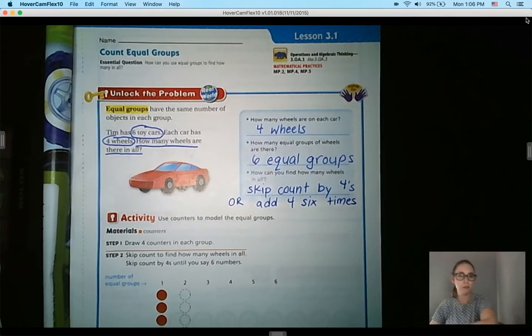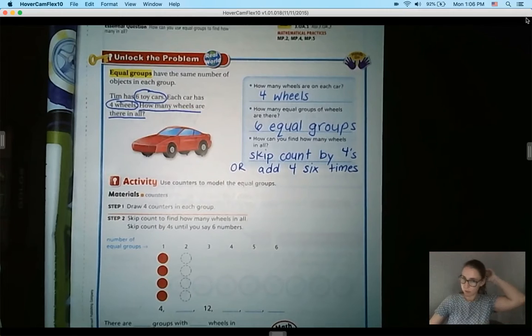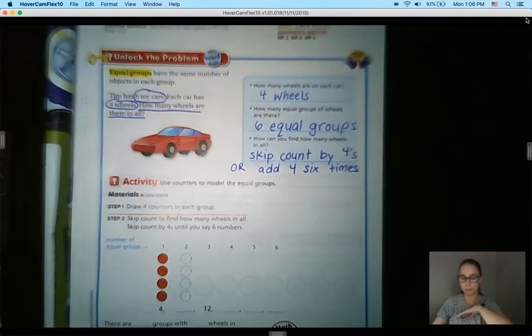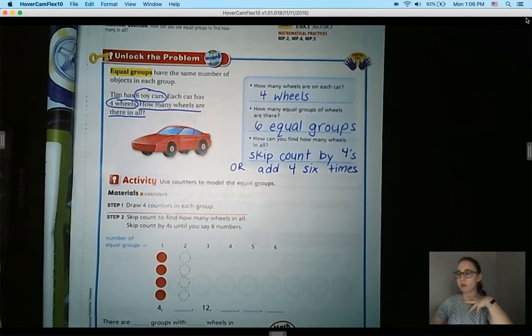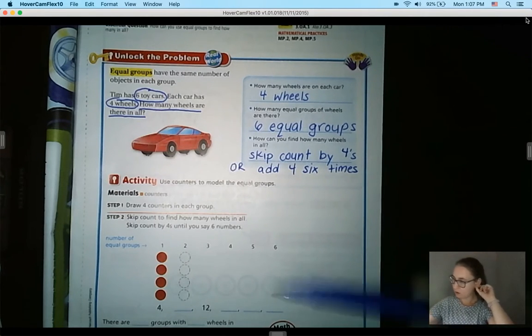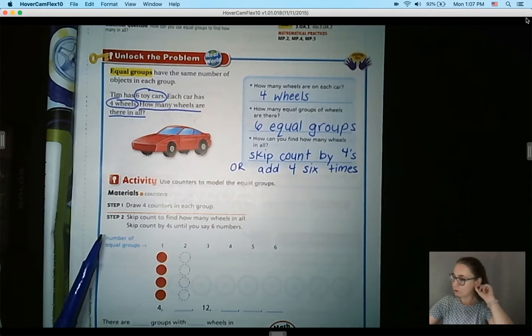Okay, so now let's move down to our activity. We're going to be drawing counters to model the equal groups because we still don't know how many wheels are there in all. So step 1 says draw 4 counters in each group. Then step 2 says skip count to find how many wheels in all.